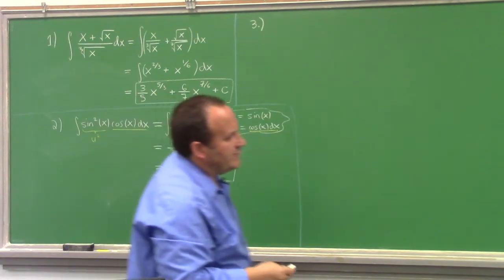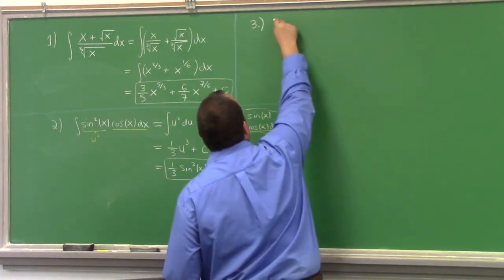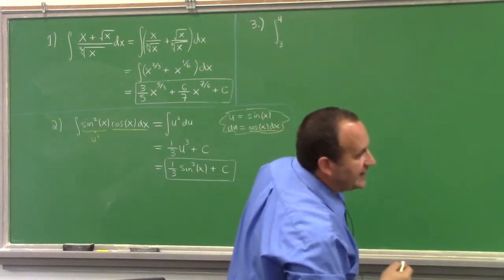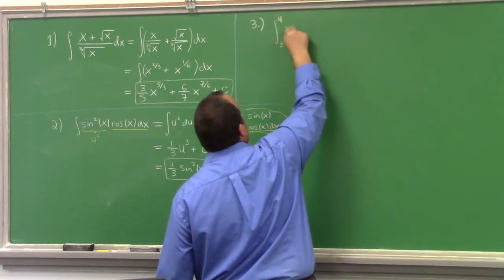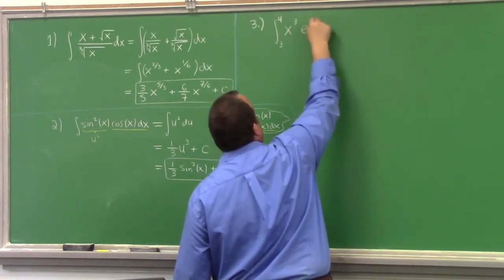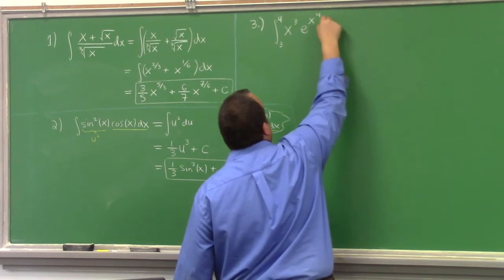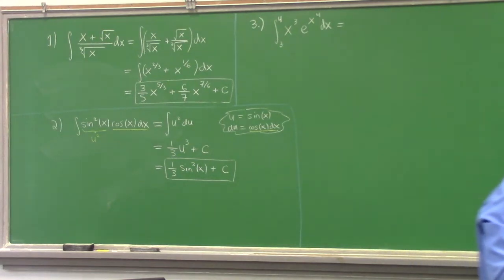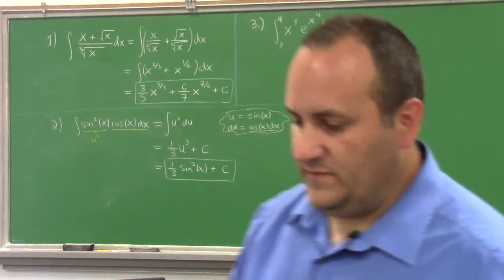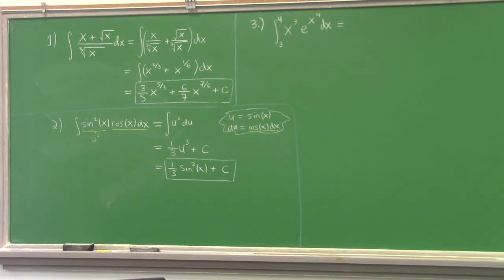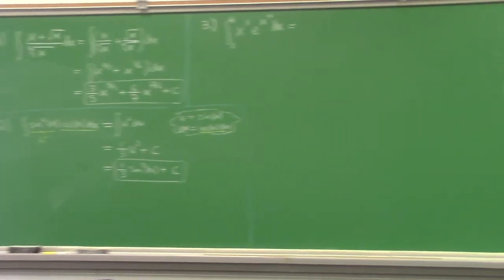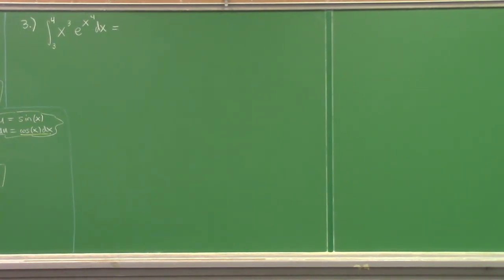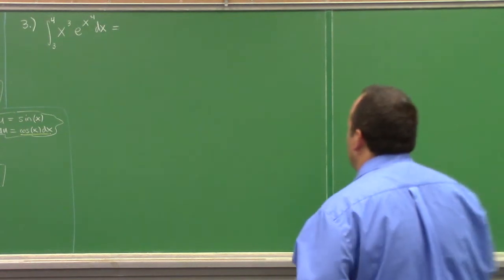Oh yes, so we have the integral from 3 to 4 of x cubed e to the x to the fourth dx, right? So what do you think we should, it's a u substitution problem, right? What should we make our u here? x to the fourth, very good. I think that's the right choice. u equals x to the fourth.